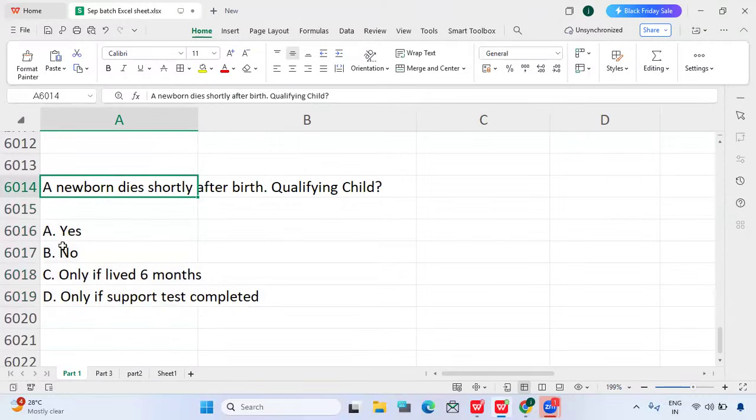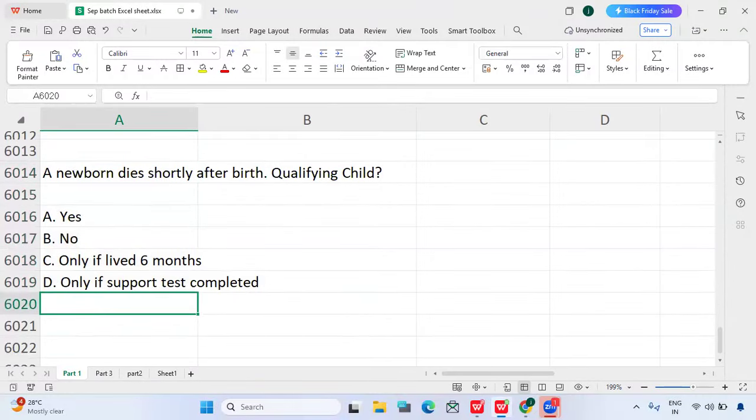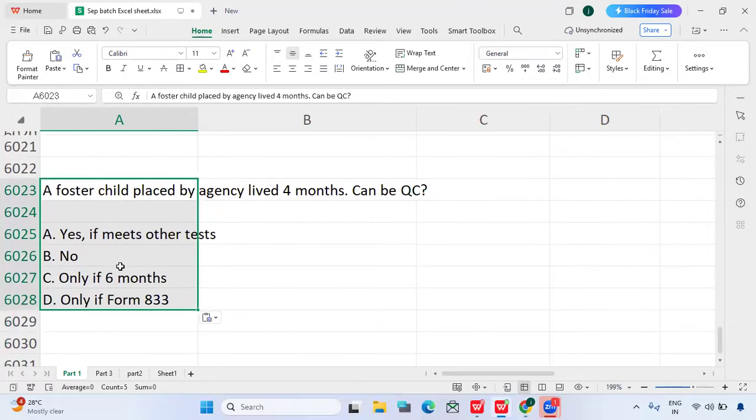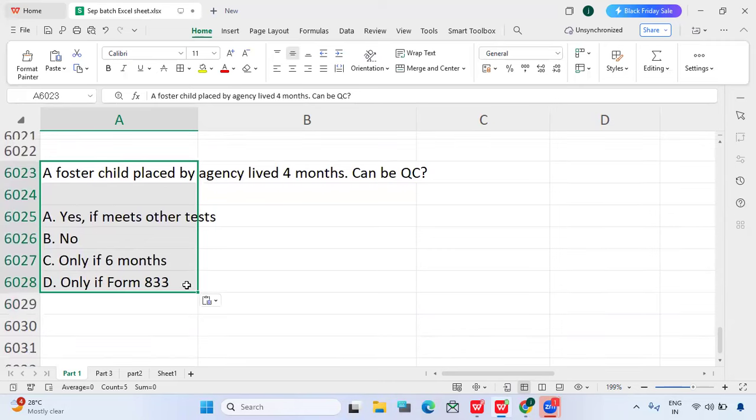Newborn dies shortly after birth. So qualifying children, yes or no? Yes. Foster children placed by an agency lived 4 months. So can we qualify for QC? Foster children placed by agency lived 4 months only. So can we treat them as qualifying children?